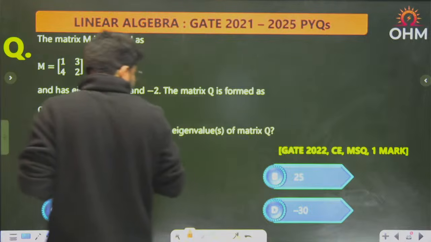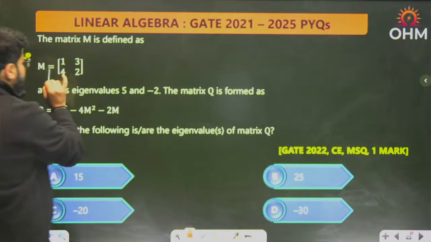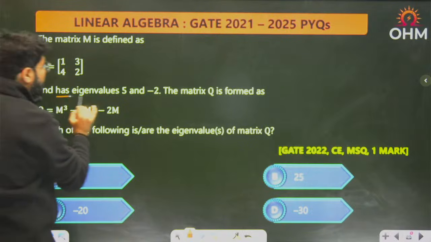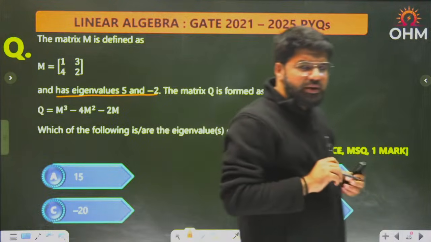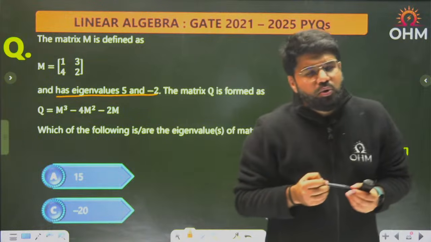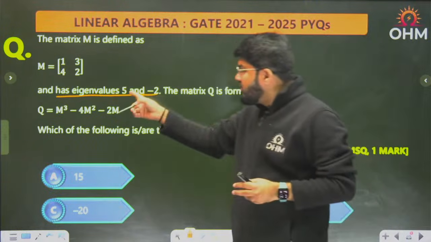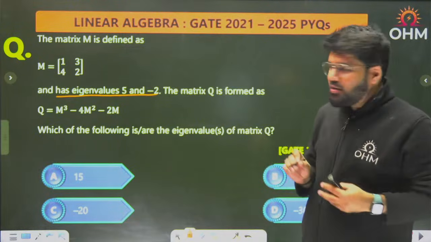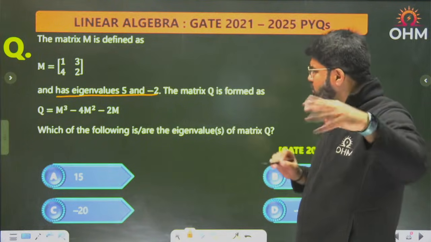See, 1 mark MSQ question, simple one. Why is it simple? The matrix M is defined as 1, 3, 4, 2 and it has the eigenvalues 5 and minus 2. Now see, can't you find the eigenvalues of a 2 cross 2 matrix? Yes, you can. I have already told you the characteristic equation of a 2 cross 2 directly. You can find it on your own, but it is not required. They have given it. So that means it is a property based question, not eigenvalue calculation.